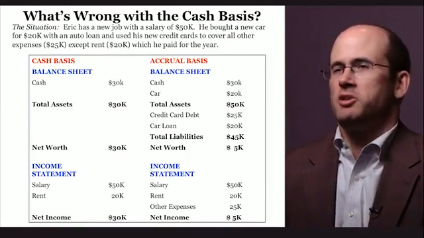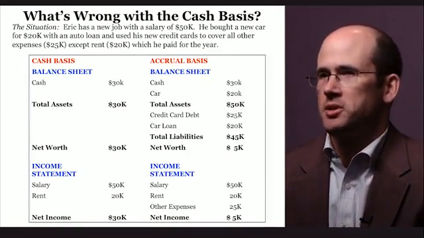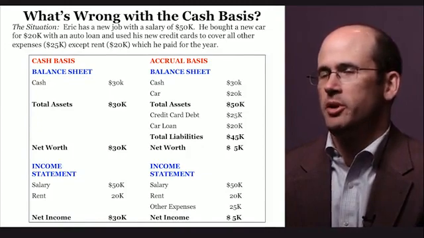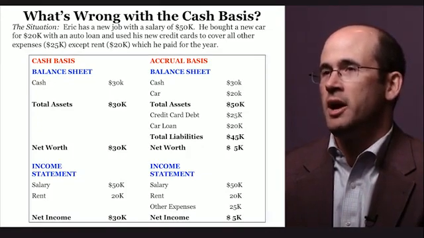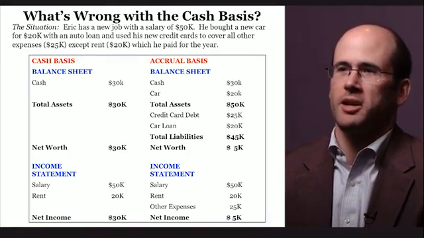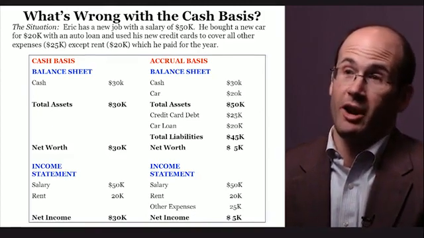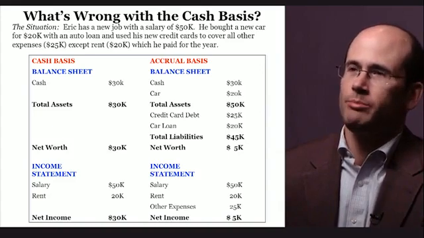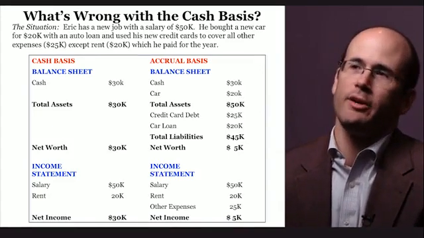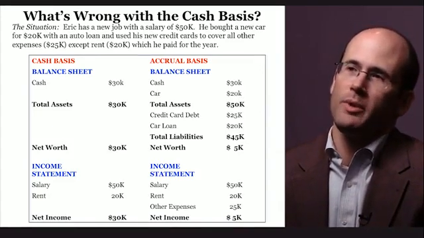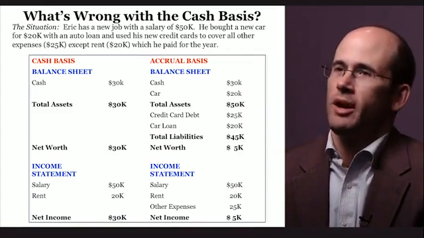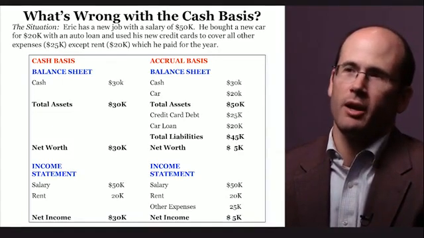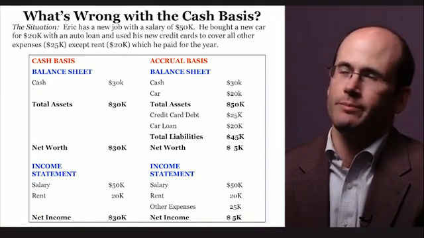So I mentioned on the previous slide that the cash basis of accounting can distort the true picture of your balance sheet and your performance. So let's take a look at an example here, which quite honestly is not too far from the truth. Let's say that I have a new job. I have a salary of $50,000, and with my salary I bought a new car for $20,000. I didn't pay cash for that car, but I used an auto loan.